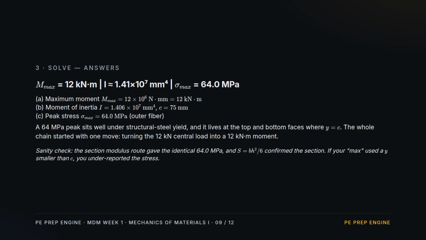Final answers. Maximum moment, 12 kilonewton meters. Moment of inertia about 1.4 times 10 to the 7th. Peak bending stress, 64 megapascals at the outer fiber. All of it hangs off that first step of turning the central load into the maximum moment. Miss the moment, and every number after it is wrong.